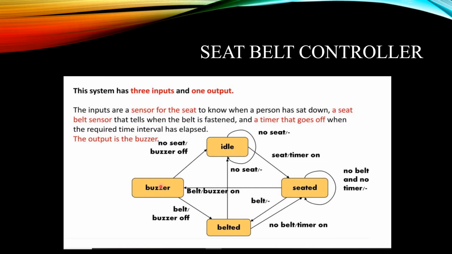Then coming to the buzzer state. In the buzzer state there are two possibilities. Once the buzzer rings, the person can wear the seat belt, that is one possibility. The other possibility is he can come out of the seat. Once he comes out of the seat, the buzzer turns off and it goes to the idle state, which means there is no person in the seat. The second possibility: if he wears the belt, the buzzer turns off and it comes to the belted state. This is the example of the state machine.